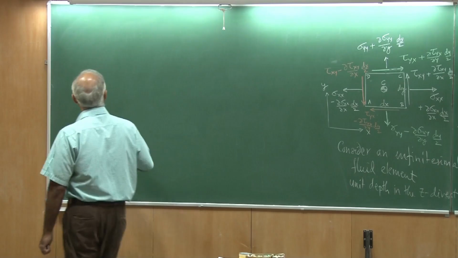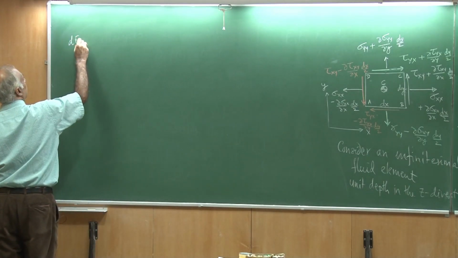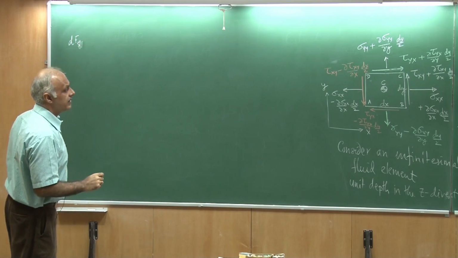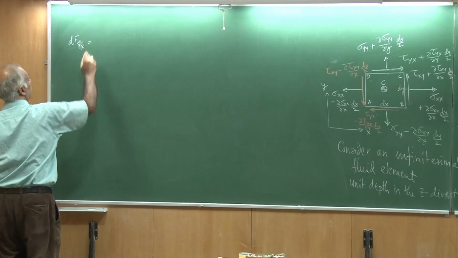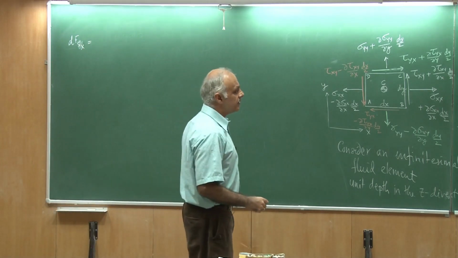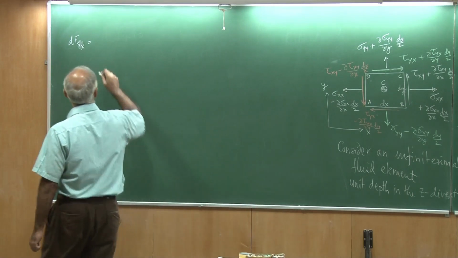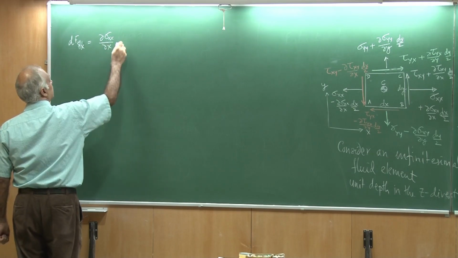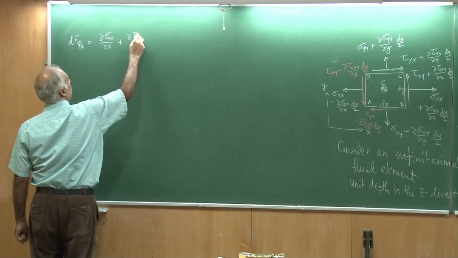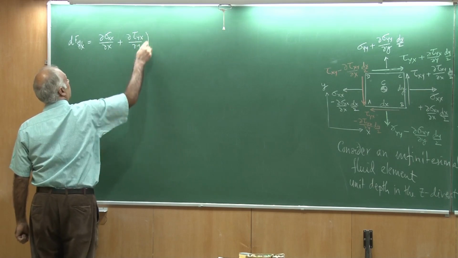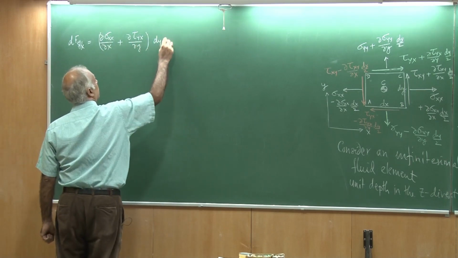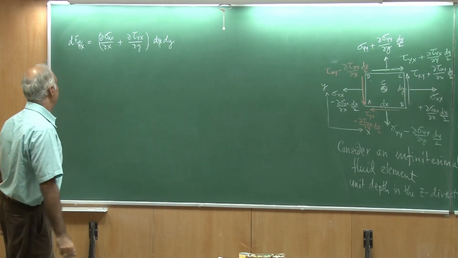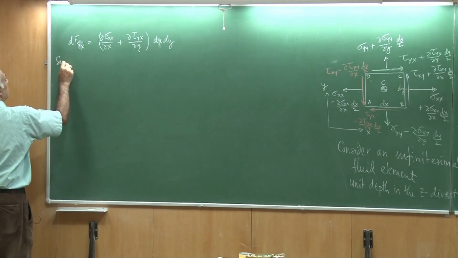So let me erase this. So d body, d surface f x is going to be given as, I just take that down over here, del sigma xx by del x plus del tau yx by del y, dx dy. Similarly, you can work it out.